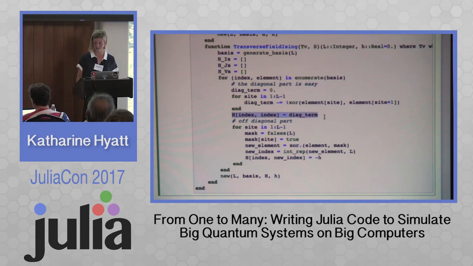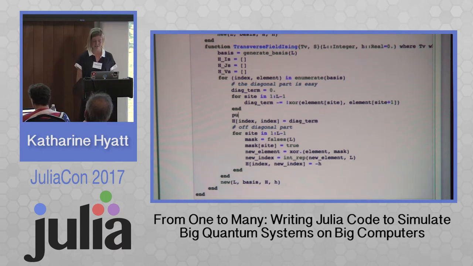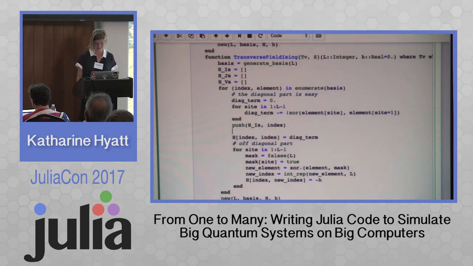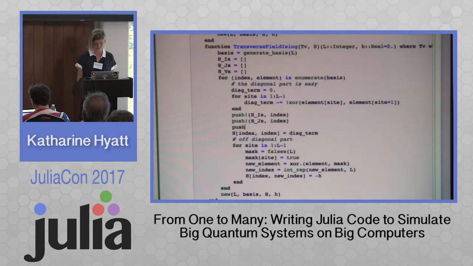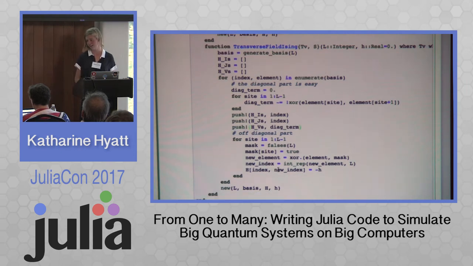And here again, we have some term where we were making the diagonal element of H, this aptly named diag term. So instead, we can just push to the I indices the index. Whoa, what happened there? This needs a bang. We can push to the J indices, again, the index, and to the values, HVs, this diag term. And then similarly, you would do the same thing for the off-diagonal part, although in this case, it's not diagonal, obviously. And at the end of the day, sparse H is simply a Julia sparse matrix made of HIs, HJs, and H values.